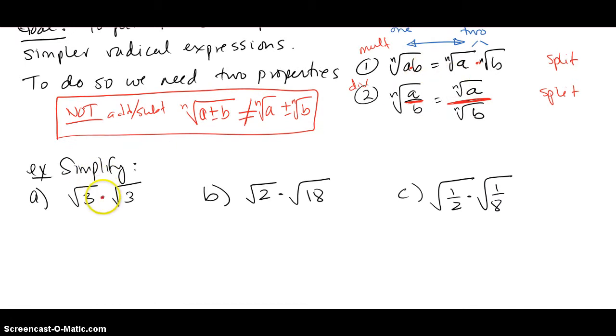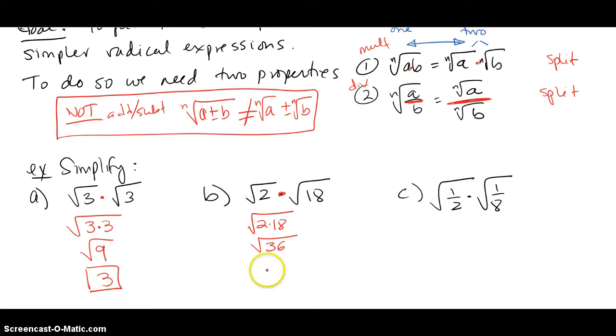So if I have two radicals multiplied, they're both square roots, I'm going to squish them into one, and that's going to be square root of 9, which we know will pop out a 3. Again, I have multiplied two square roots, so that's going to be square root of 2 times 18, and square root of 2 times 18 is 36, which we know pops out a 6 because I have two 6's under the radical or the square root.